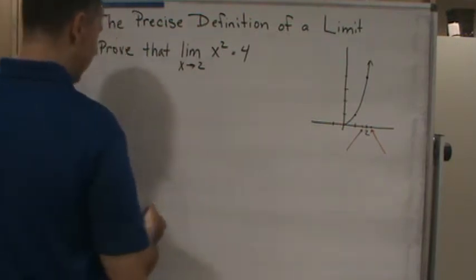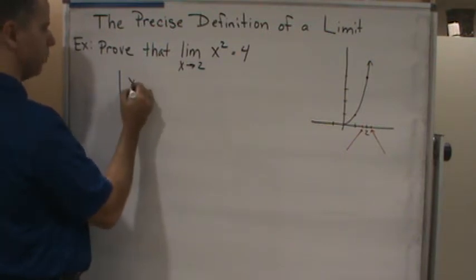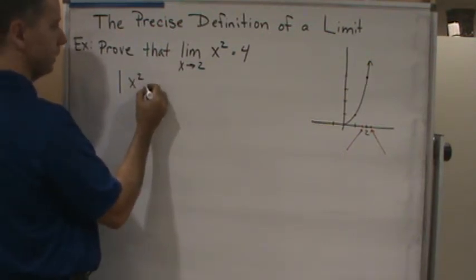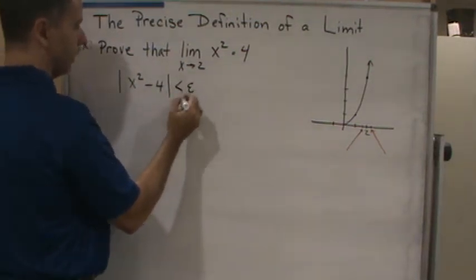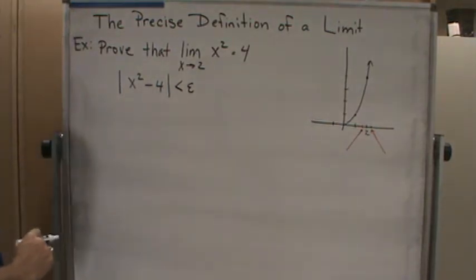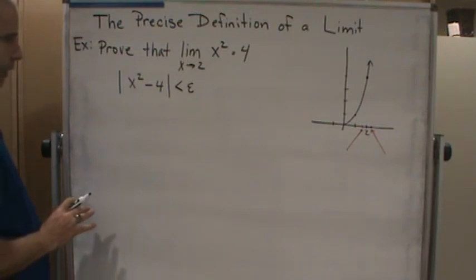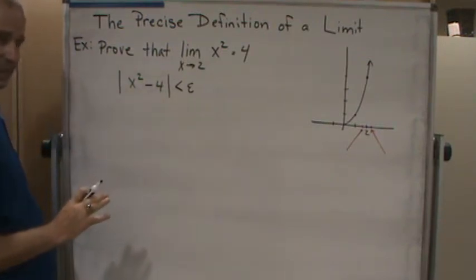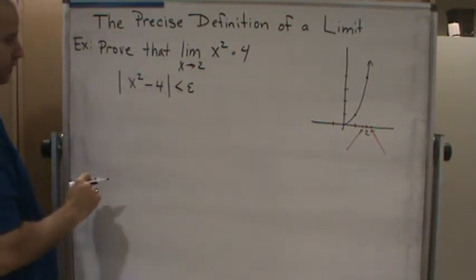Okay? So now let's do our scratch work and realize what we need to do. We're going to take the absolute value of x squared minus 4, and we want that to be less than epsilon. Now here we've got to break this up, because it's not as easy as the last one. So we're going to have to figure out a way to break this up. We're going to use the definition of absolute value.